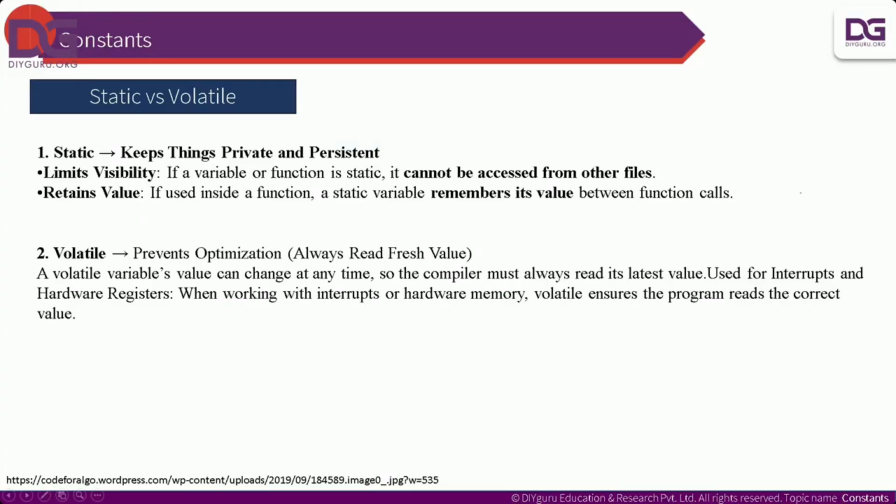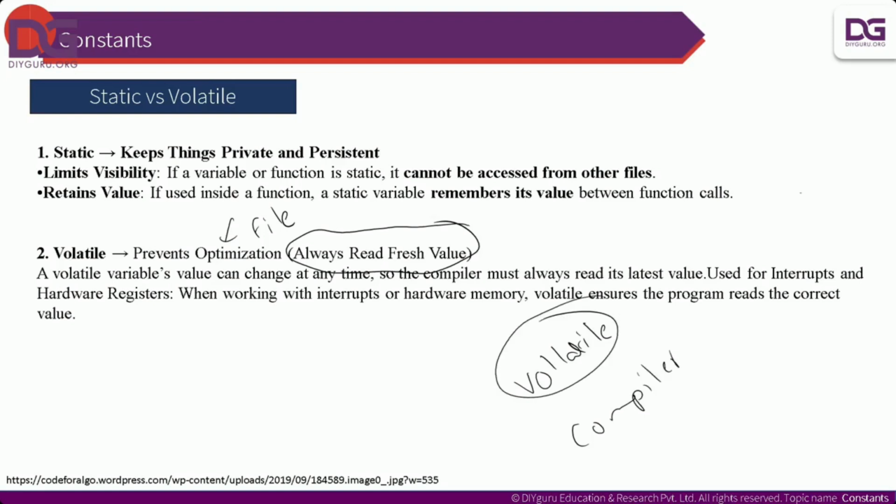Okay, then next is your volatile. So volatile variables are not limited to one particular file. This always checks the fresh value, which means volatile tells the compiler that this variable can change anytime. So we use it when some external file will try to change this value.